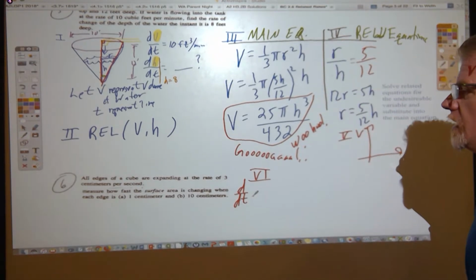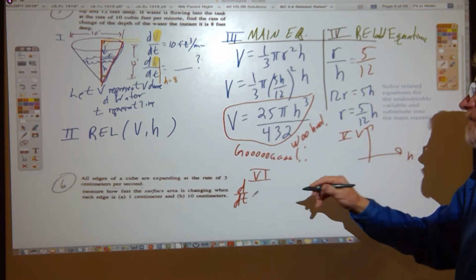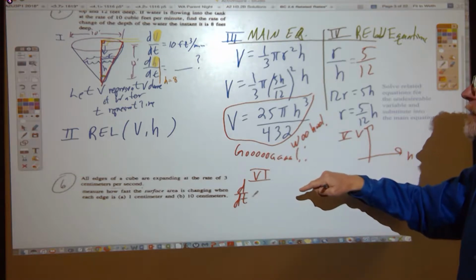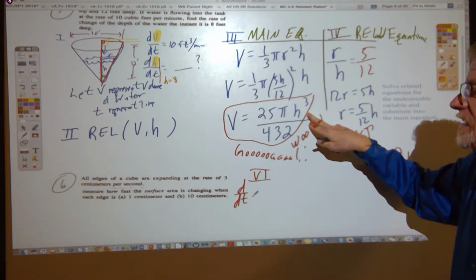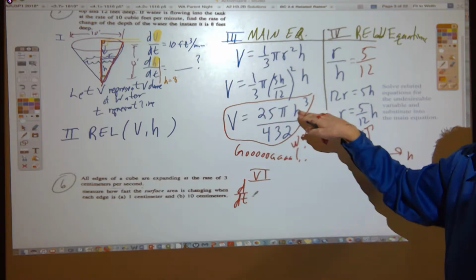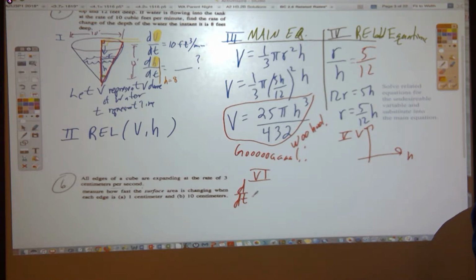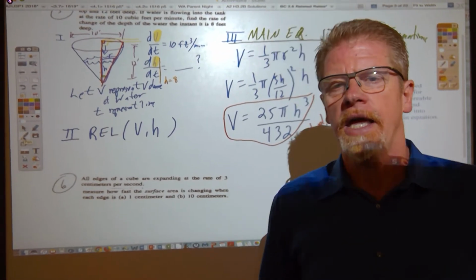What you're going to do is differentiate both sides of the celebrated equation with respect to t. Class, would you please, in Roman numeral 6, do me a favor and show me what you think dV/dt equals based on differentiating both sides of the celebrated equation with respect to t. I'm going to pause the camera while you try that. Ready? Go. Hey, we're back.